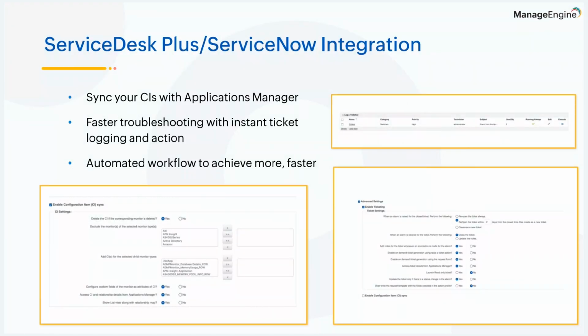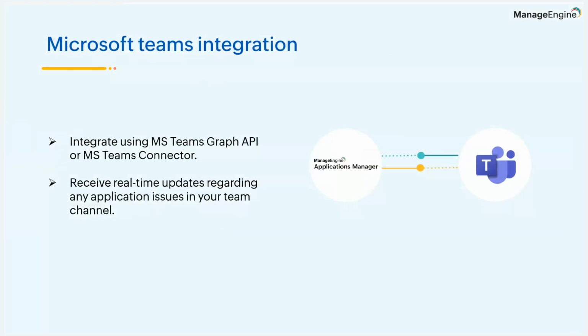So we have the Service Desk or ServiceNow integration, which helps you to log a ticket whenever there is an alarm, right? And it also has the capability to sync your configuration items with Applications Manager. The automated workflow could help you achieve faster resolution to the application issues that are being reported. And we also have Microsoft Teams integrations. You can make use of the Teams Graph API or Teams connector, where you can directly send the alarm as a message to your respective Microsoft Teams channel, which will be visible to a larger audience. And we have the Analytics Plus integration.